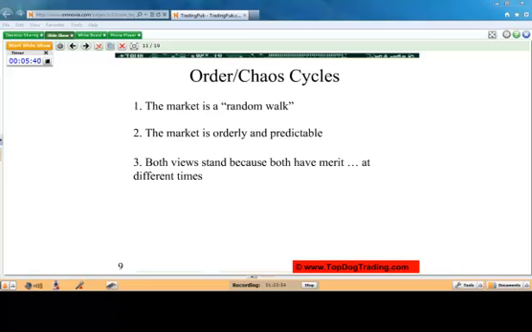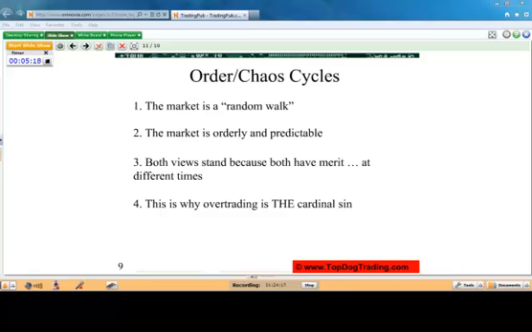And so then I thought, well, how can they both be true? And it was true because they're true at different times. And so that means there's a cycle. Sometimes the market is chaotic. Sometimes the market is orderly. During chaotic cycles, there's no probability scenarios to be had. During orderly cycles, there are.